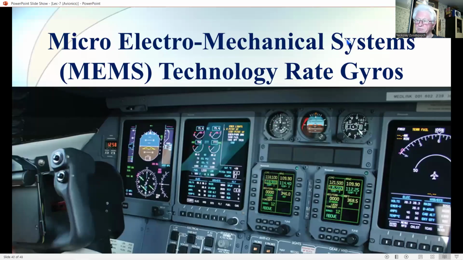Another subtopic of today's lecture is the Micro Electromechanical Systems, MEMS, technology rate gyro. These gyros exploit the effects of the Coriolis forces, which are experienced when a vibrating mass is subjected to a rate of rotation about an axis in the plane of vibration. There are two basic configurations which are being exploited: a tuning fork configuration and a vibrating cylinder configuration.